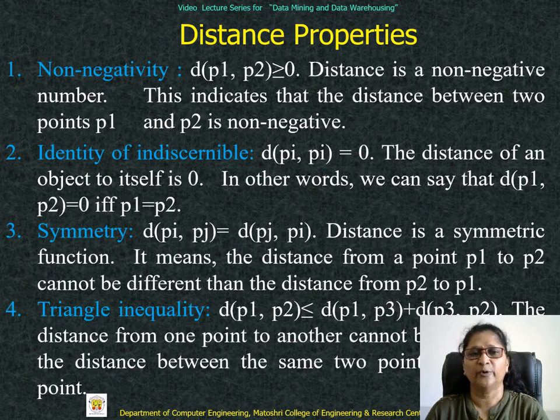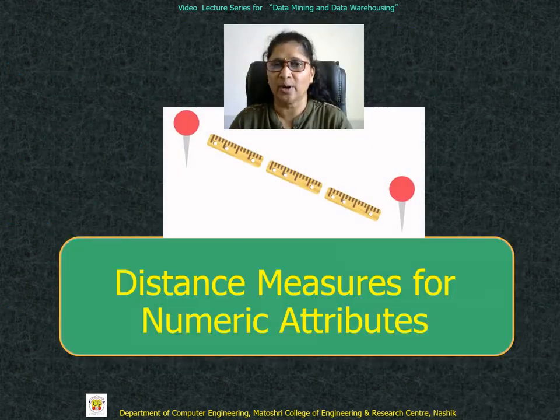So these are four properties: non-negativity, identity of indiscernibility, symmetry, and triangular inequality. And any dissimilarity measure which satisfies all the four properties is said to be a distance metric. This was all about distance and its properties.